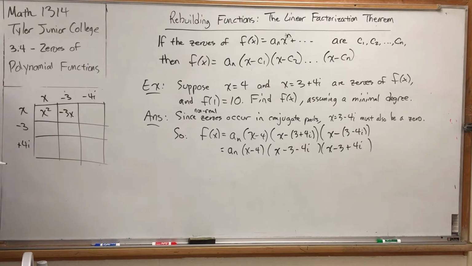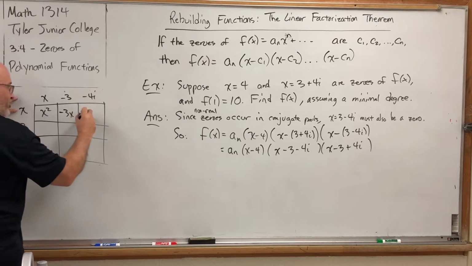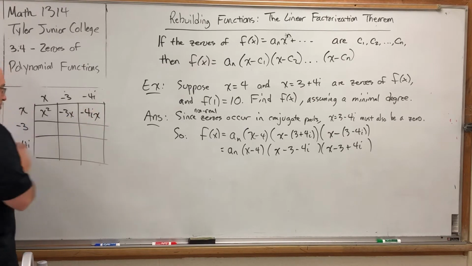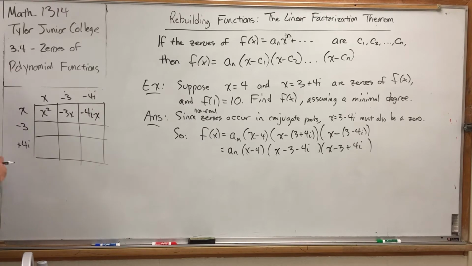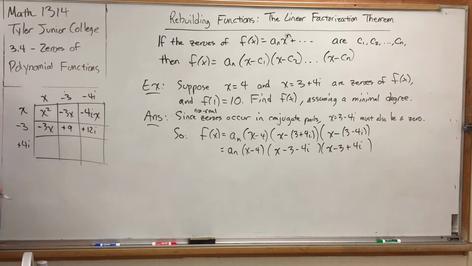That was also easy. This one looks funny. Negative 4i times x is negative 4ix. Looks weird, but it's the correct product. Continuing. This box is negative 3 times x, which is negative 3x. This box is negative 3 times negative 3, which is positive 9. This box is negative 3 times negative 4i, which is positive 12i.